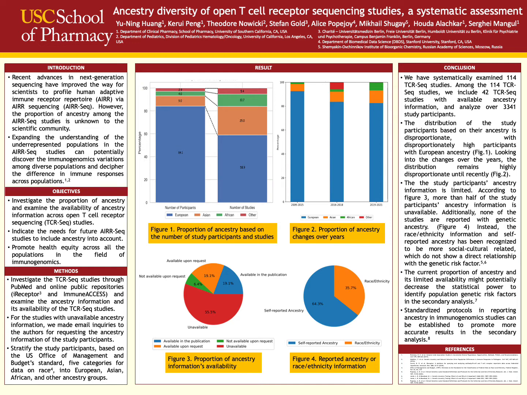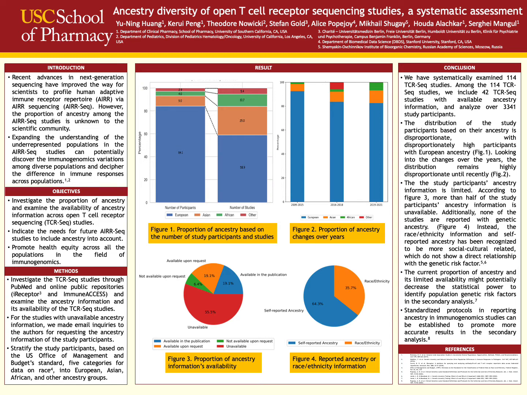It is known that the ancestry distribution in genome-wide association studies is disproportionate, with most conducted in European ancestry. Accordingly, we want to examine the proportion of ancestry in the field of T-cell receptor sequencing studies. Increasing the ancestry diversity and availability in T-cell receptor sequencing studies could allow scientists and healthcare professionals to understand individuals' and populations' immunogenomics and phenotypic differences in their T-cell receptor immune responses.